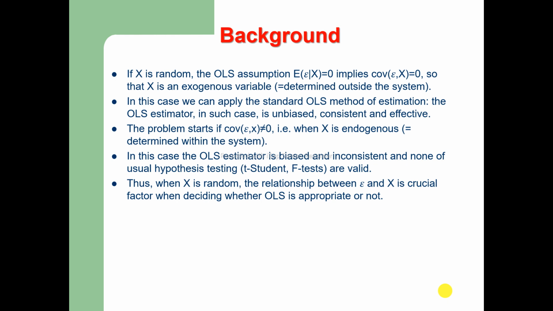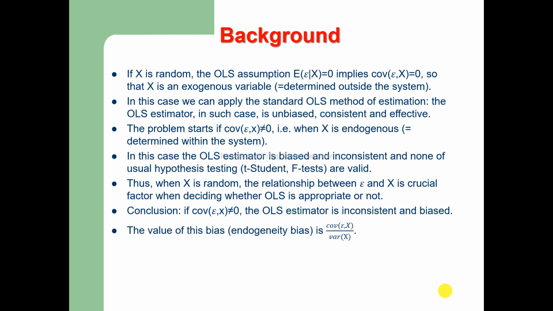Thus, when x is random, the relationship between the random error and x is a crucial factor when deciding whether OLS is appropriate or not. So our conclusion is, if the covariance between the error term and the x variable is not equal to 0, the OLS estimator is not only inconsistent but also biased. And the value of this bias, that is endogeneity bias, is given by the ratio of the covariance between the error term and x divided by the variance of x.